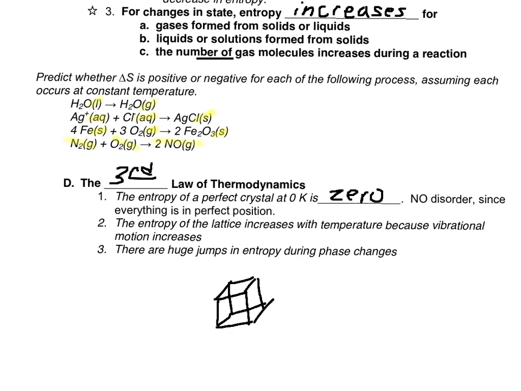The last thing we need to look at, anytime you have a phase change, you have really big jumps in entropy. Entropy always increases when you increase temperature, but when you hit a phase change, you have a really big increase in entropy.